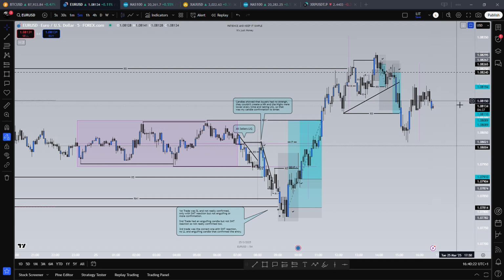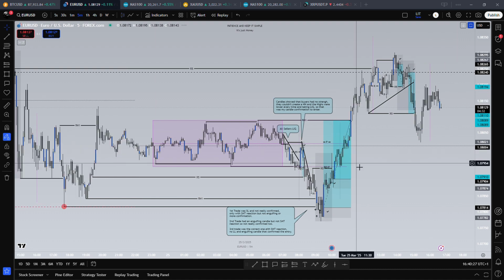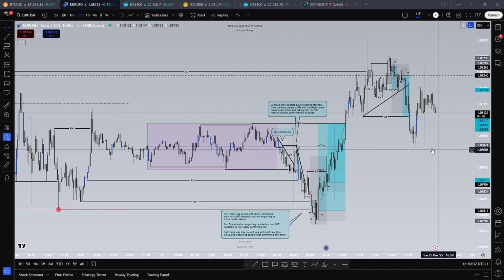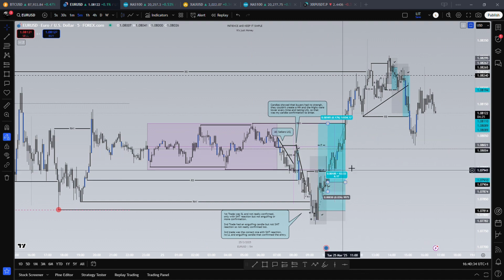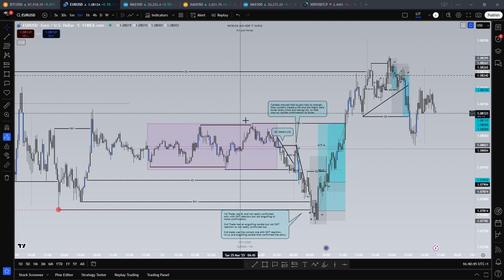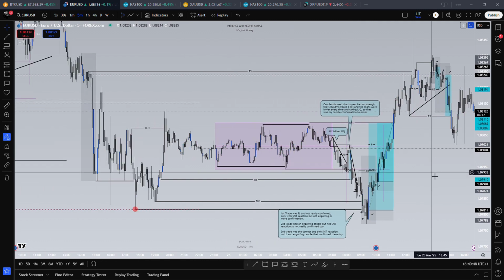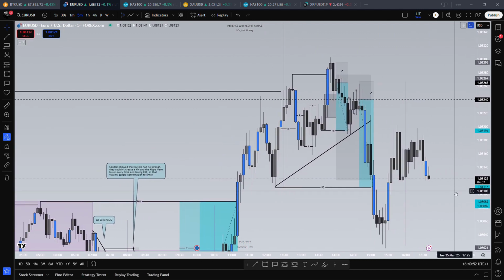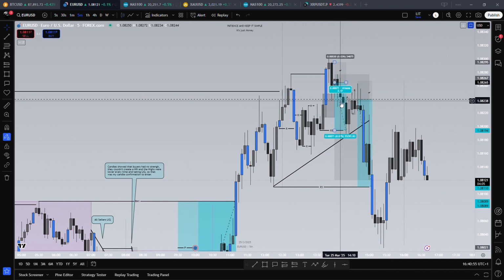Okay, so here we are again with EU. I said I wasn't going to trade this afternoon. Obviously, I wanted to look at the chart to see what was happening, and then I saw this here. Okay, I took two trades.